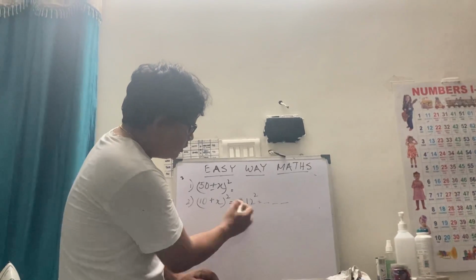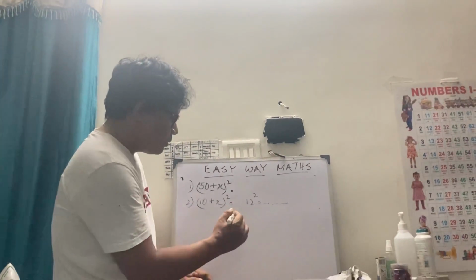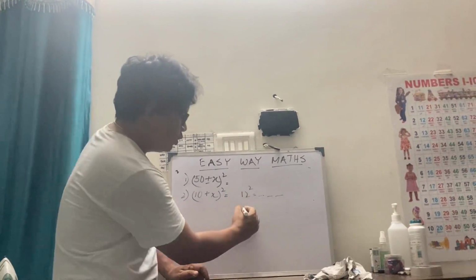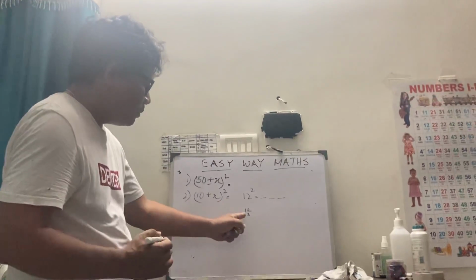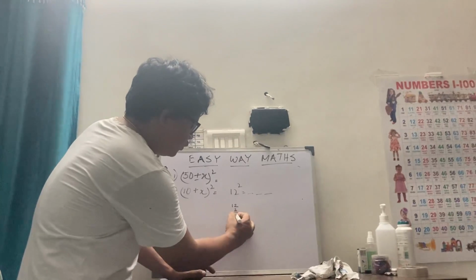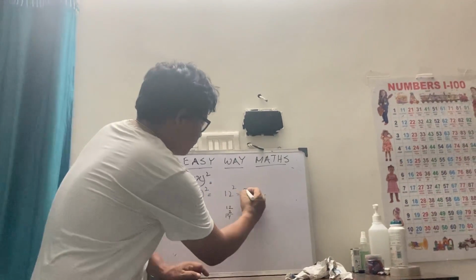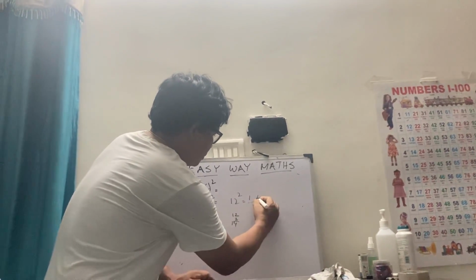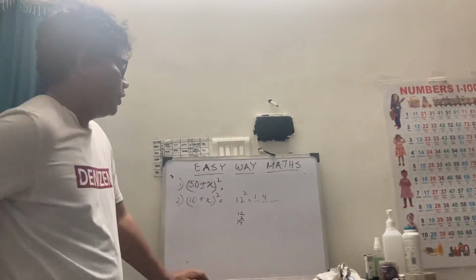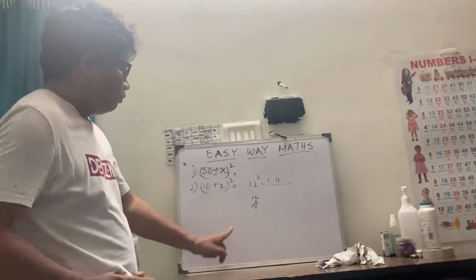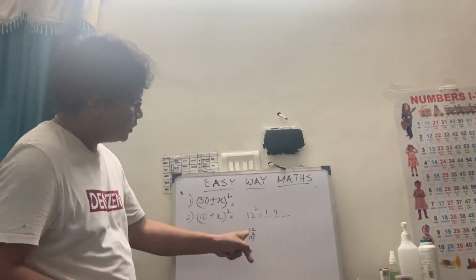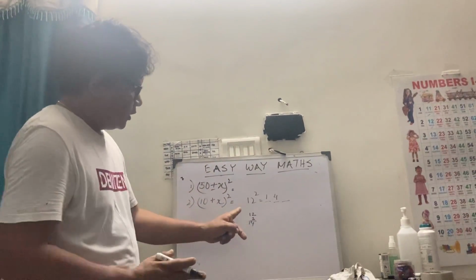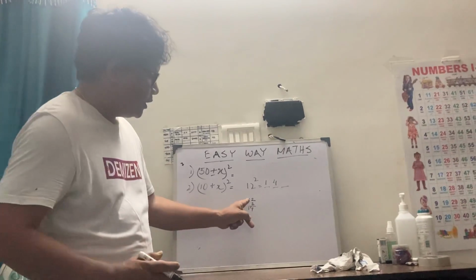This number 12 is more than 10 by 2. So we will add another 2 to the same number, right? So 12 plus 2 is 14, right? So we will first write 4 here, 14, right? Now the last digit is going to be the number which you will find by getting the square.